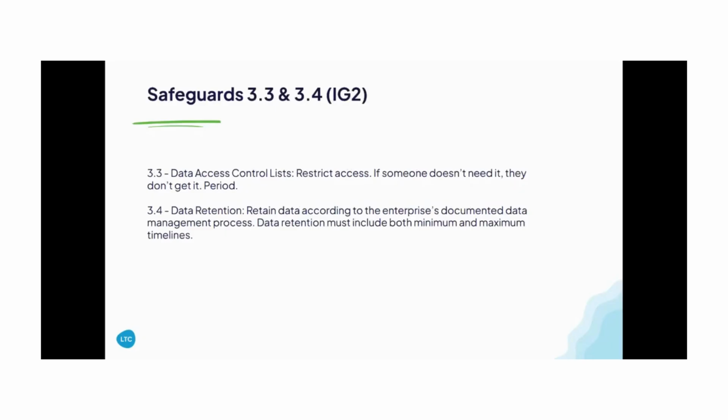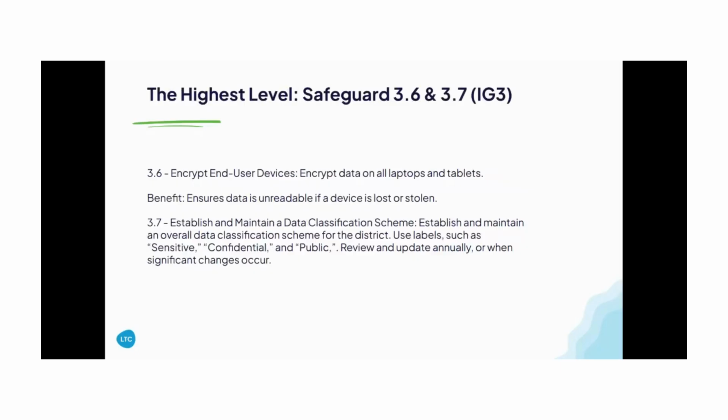Safeguard 3.3, Data Access Control Lists. Lock it down. Only give access to users who need it, no exceptions. Safeguard 3.4, Data Retention. Data retention should comply with the documented process outlining how long data must be kept and when it must be disposed of. Safeguard 3.6, Encrypt data on end-user devices. Laptops, tablets, phones, if they store sensitive data, they need encryption.